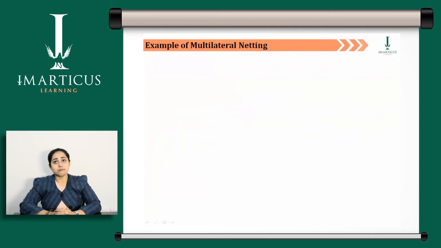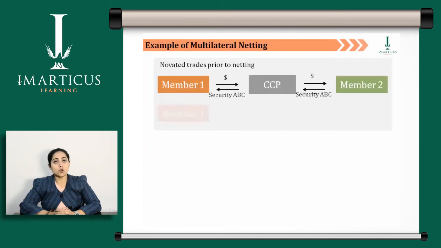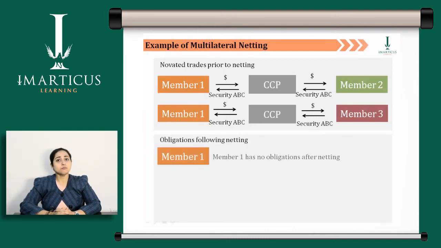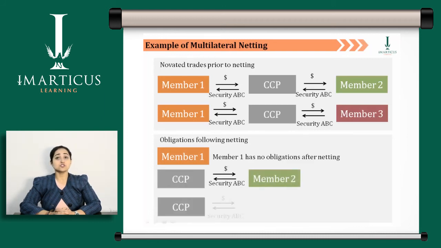Let us look at the example of multilateral netting. Netting the obligations for security ABC, where member 1 and 2 and member 1 and 3 novate to the central counterparty, the end result is one contract between the CCP and member 2, and another contract between the CCP and member 3. Through netting, member 1 no longer has any obligations left. With the CCP playing its role, members experience a more efficient settlement process as well as less collateral and liquidity constraints.